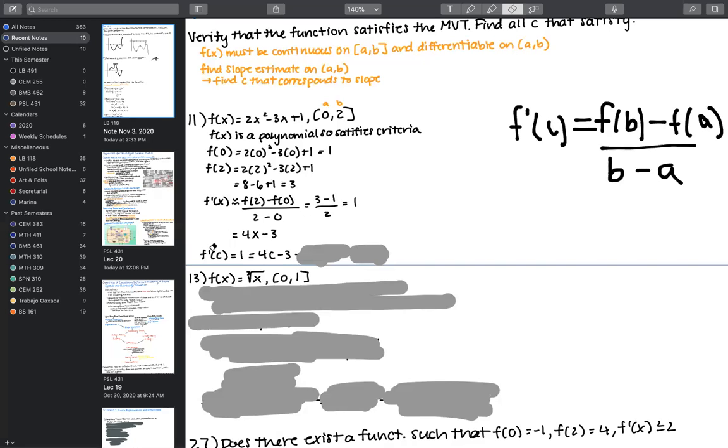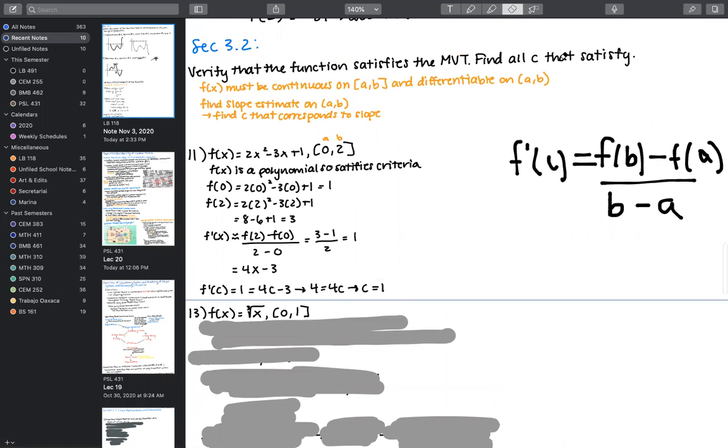And so f prime of c is equal to 1, which is equal to 4c minus 3. I'm looking for the specific value, and so I'm plugging in c for where we're used to seeing x's. And now we're going to isolate our terms, and we get that 4c is equal to 4, or c is equal to 1. And then we have answered the question, find all c that satisfy.